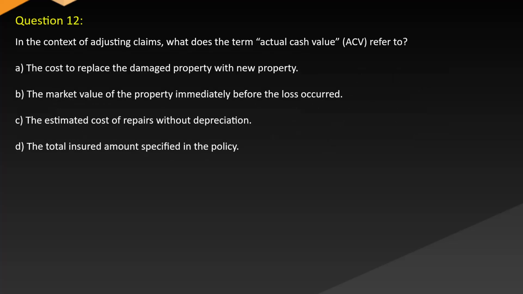Question 12. In the context of adjusting claims, what does the term actual cash value refer to? A. The cost to replace the damaged property with new property. B. The market value of the property immediately before the loss occurred. C. The estimated cost of repairs without depreciation. D. The total insured amount specified in the policy.